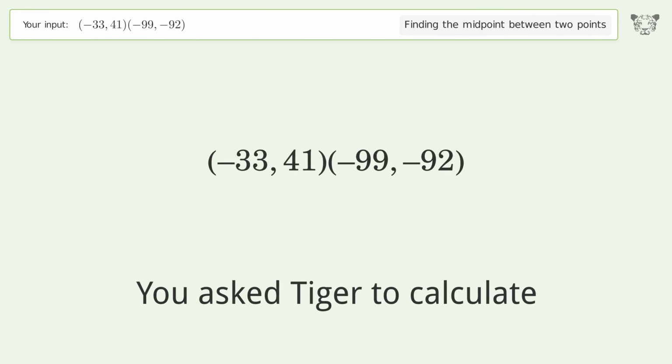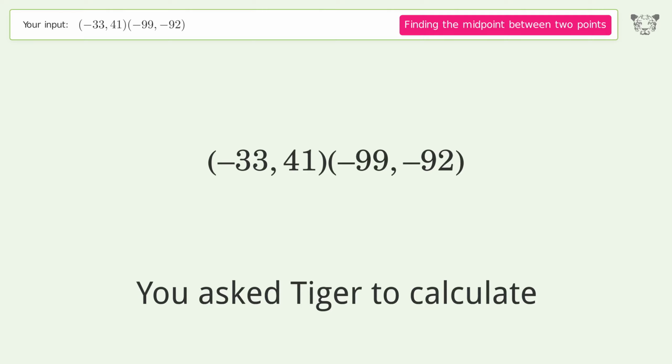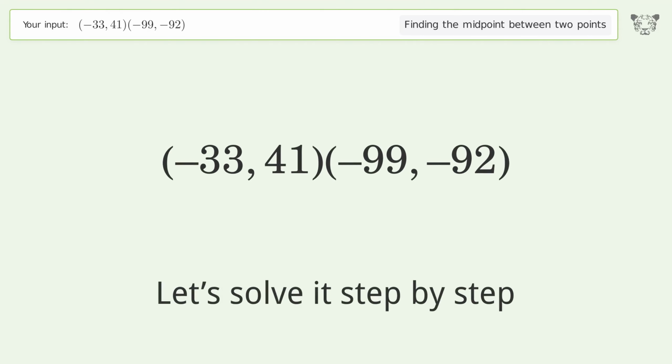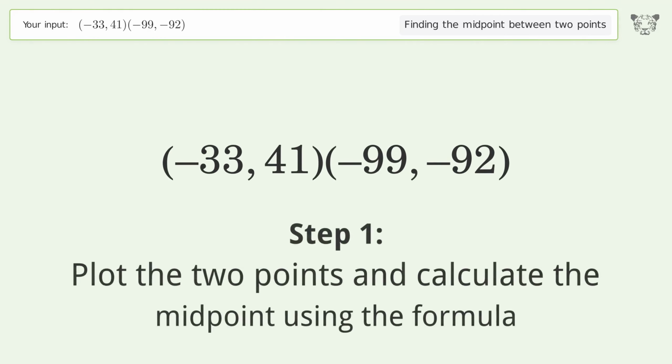You ask Tiger to calculate. This deals with finding the midpoint between 2 points. The midpoint between the 2 points is -66, -25.5. Let's solve it step by step. Plot the 2 points and calculate the midpoint using the formula.